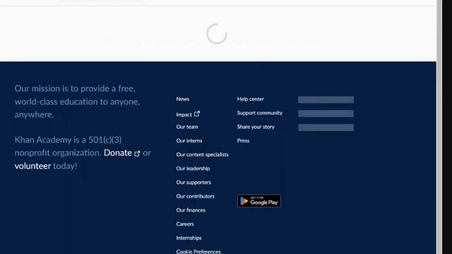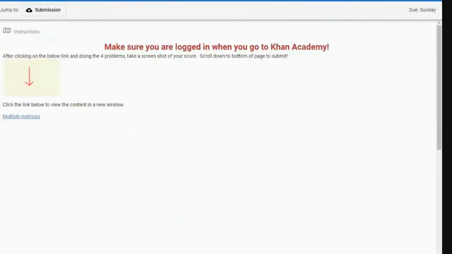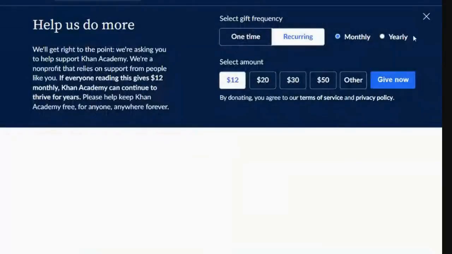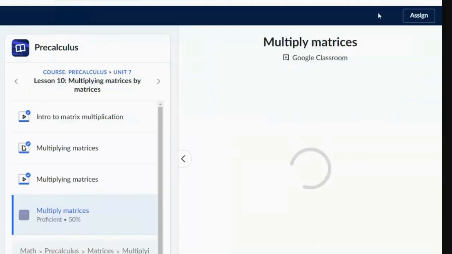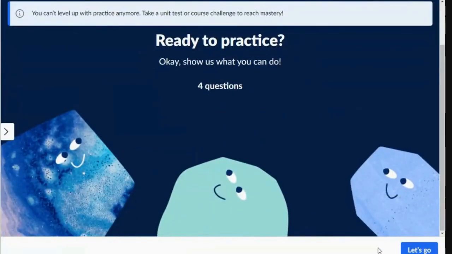But remember, you're going to scroll down and paste your score down here. After it logs you in, make sure you're logged in, got your name up the top. Okay, ready to practice. Here's the 4 questions.